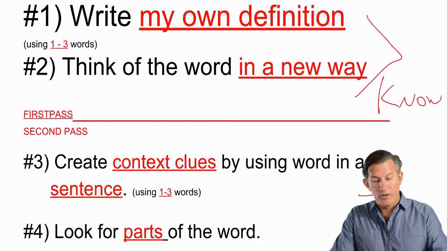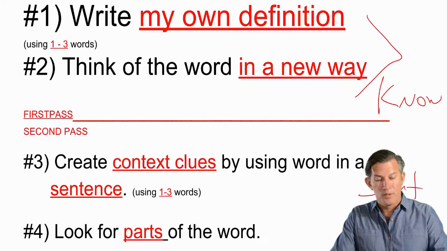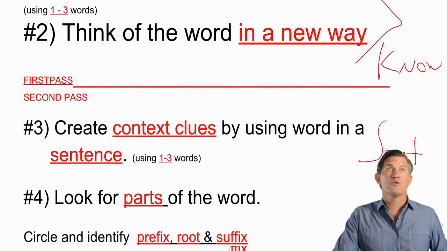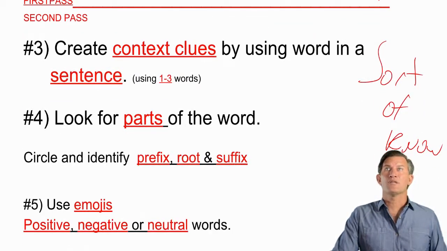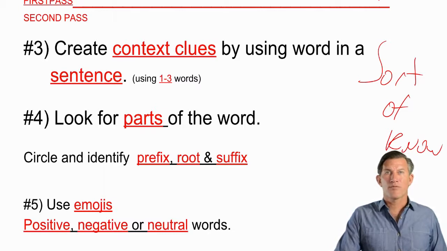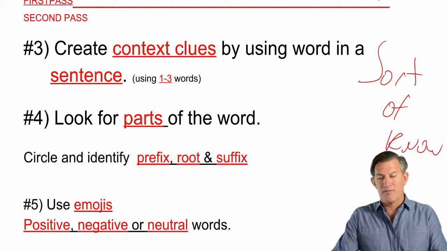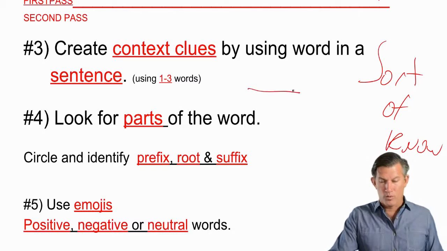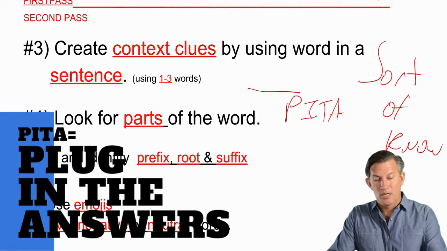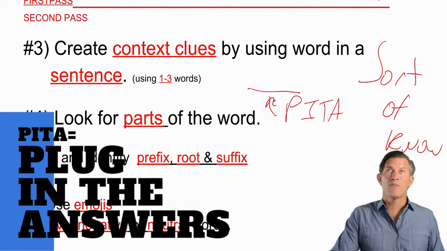If you sort of know it, or it's a medium, then you're going to use these strategies, 3, 4, 5, okay? You can use context clues, okay, by using a word in a sentence or a phrase, and of course you're just going to have a little blank there for the actual word, and you substitute and plug in the answer. Plug in the answers into that blank and see if it makes sense.